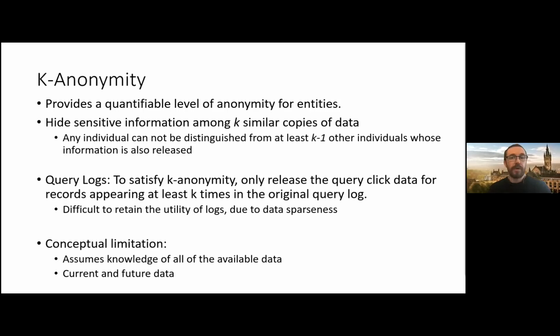But a more fundamental limitation of K-anonymity is that it applies what's known as a closed world principle. So K-anonymity assumes knowledge of all of the available data. In other words, it assumes that the data you're working on is all of the data that's available.